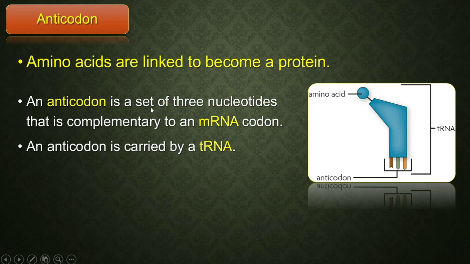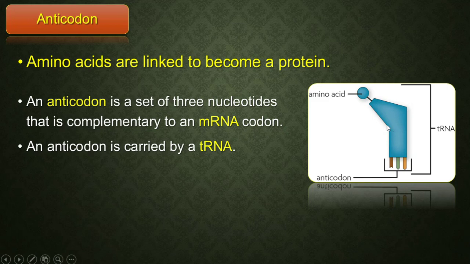Anticodon, guys. Anticodon is a set of three nucleotides. So we have three nucleotides that are complementary to the strand of the messenger RNA. So these three nucleotides are complementary to the codon found in the messenger RNA. We know that the codon is a series of three nucleotides beside each other that can represent a certain amino acid. So the anticodon is found here in a structure, which is transfer RNA, that carries a certain amino acid.